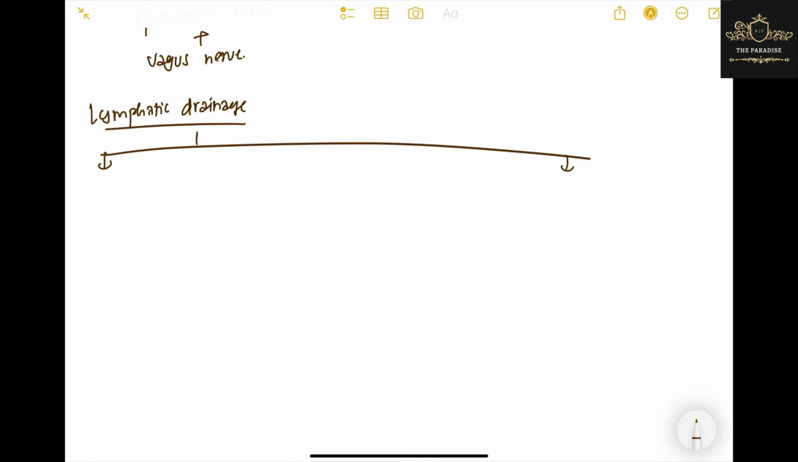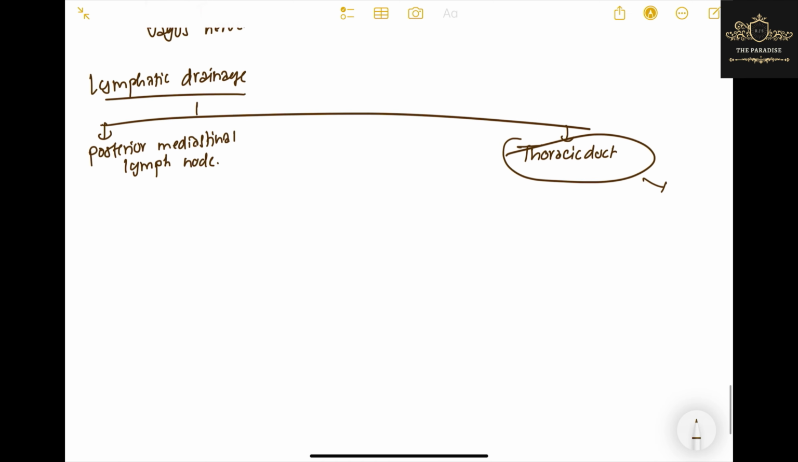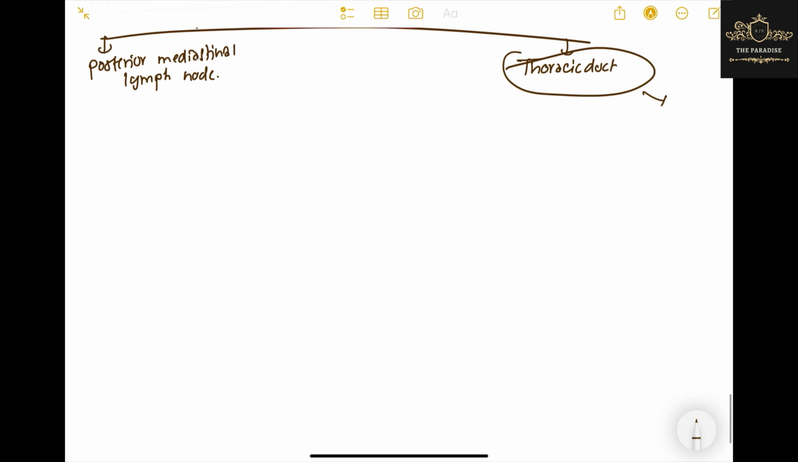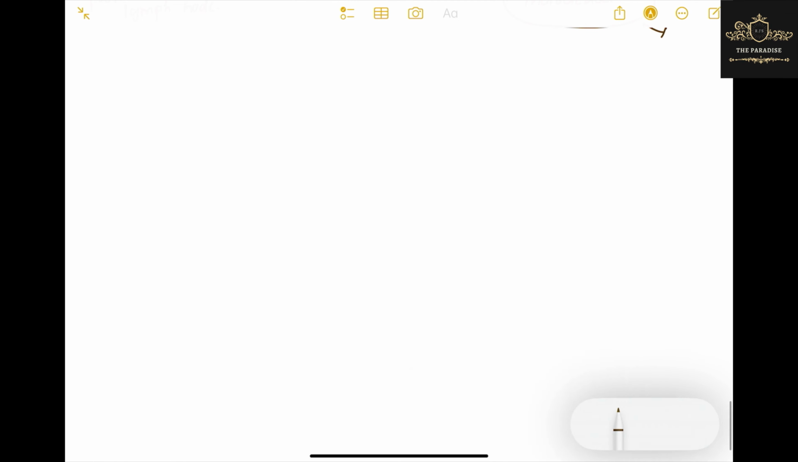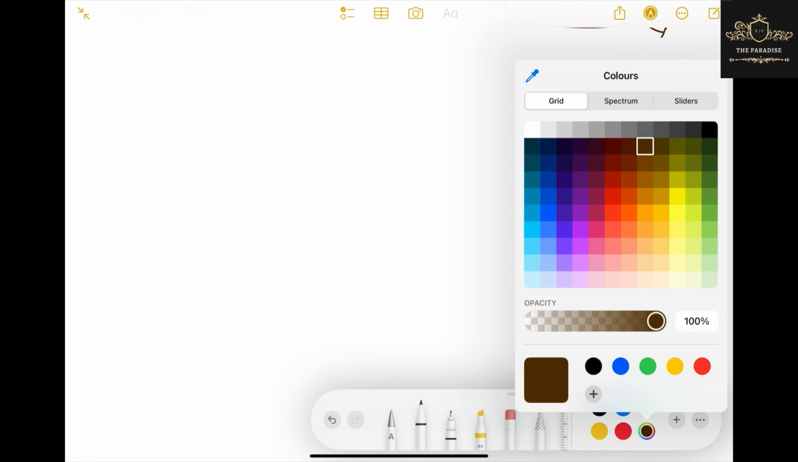Here we see posterior mediastinal lymph node, mediastinal lymph node, and lastly thoracic duct. It is also an important topic in the lymphatic system. We will see it separately. And lastly, clinical aspects.